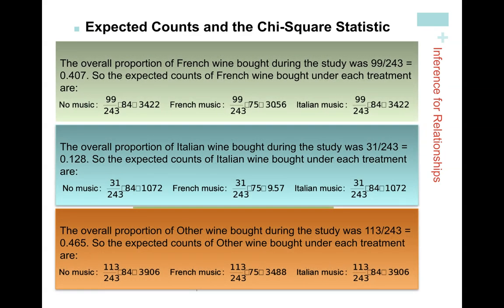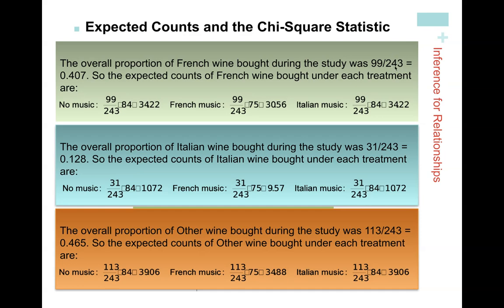Okay, so what would we expect? Well, the overall proportion of French wine bought during the study was 99 out of 240, or 40.7%. So the expected counts of wine should be about 40.7%, right? So where are they getting this 40.7%? Well, they're looking at the total. So there's 99 out of 243.